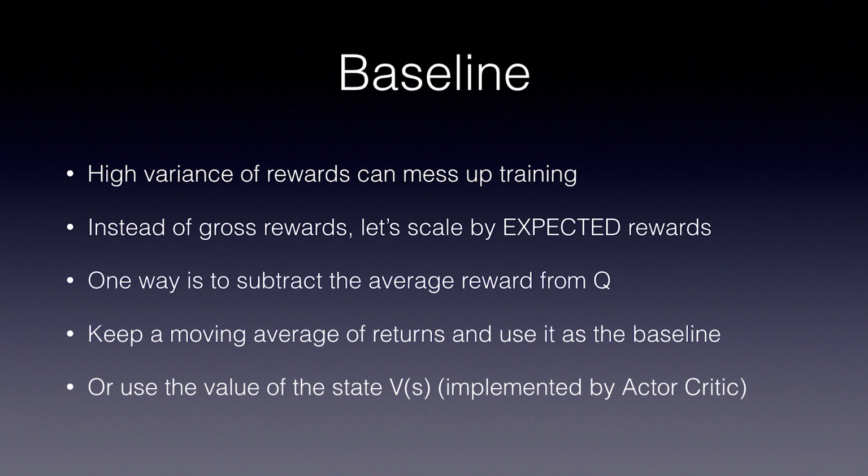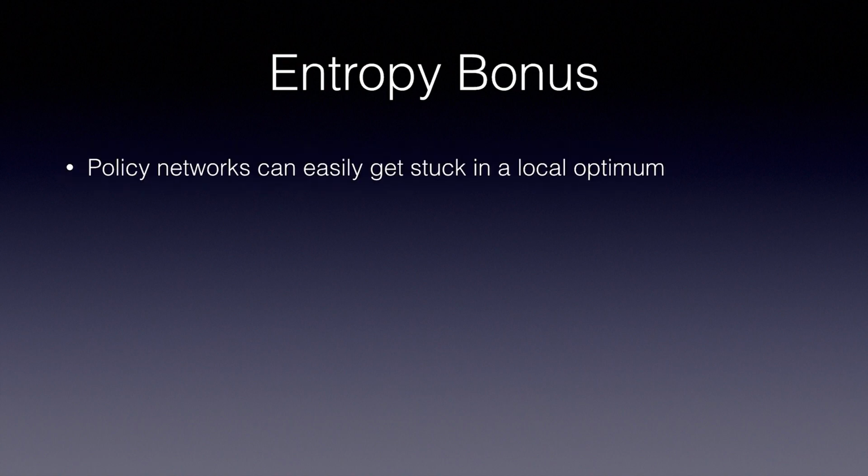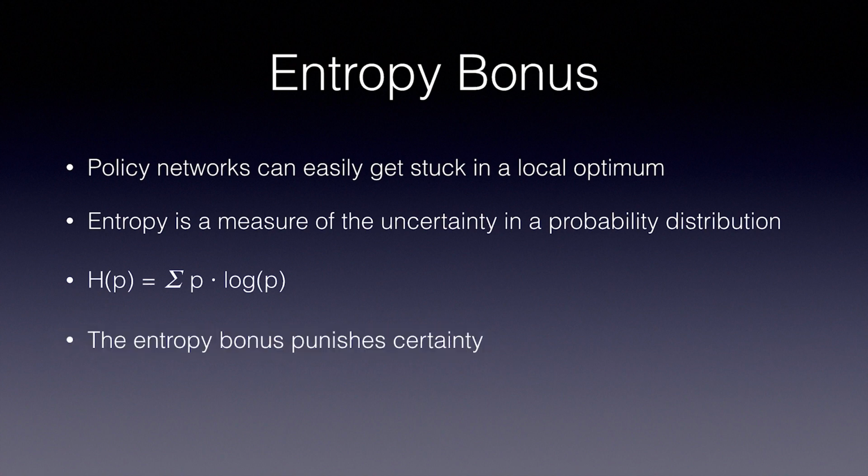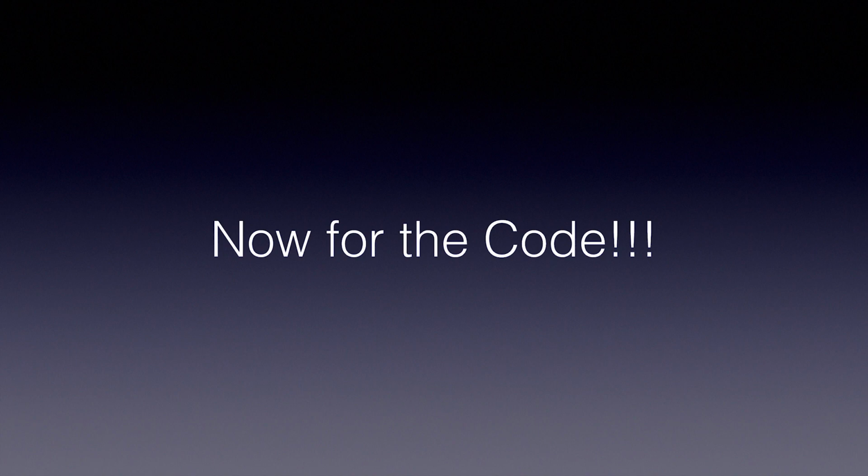The next trick we're going to take a look at is the entropy bonus. Policy networks can easily get stuck in a local optimum and the agent stops exploring, so the policy ceases to change. Entropy is a measure of the uncertainty in a probability distribution. And recall that entropy is the sum of all the probabilities times each log probability. By adding an entropy bonus to our loss function, we can punish the policy network for being too certain and encourage further exploration.